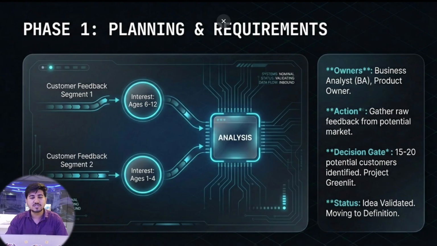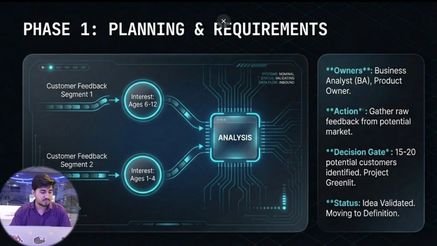Let's see. The next one is planning and requirements. In planning and requirements, first they'll segregate the different age groups: for example 1 to 6 and 6 to 12. With this, they can design and develop, keeping in mind which age group has the highest audience and what the market demands. They will sit with business analysts and product owners, and gather raw feedback from the customers. If 50-20 percent of customers say the products are for the smaller grades, like ages 1 to 6 or 6 to 12, then based on that, they will move further.